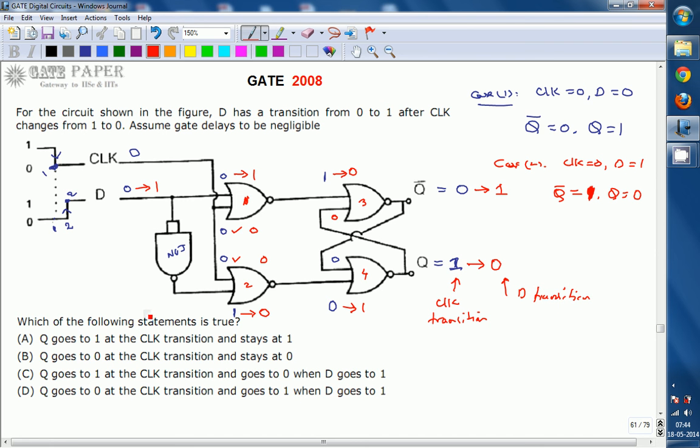So the right answer for this question is C. Q goes to 1 at the clock transition and goes to 0 when D goes to 1. So C is the right answer for this question.